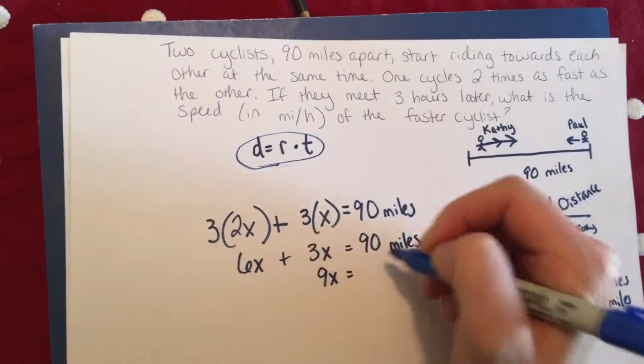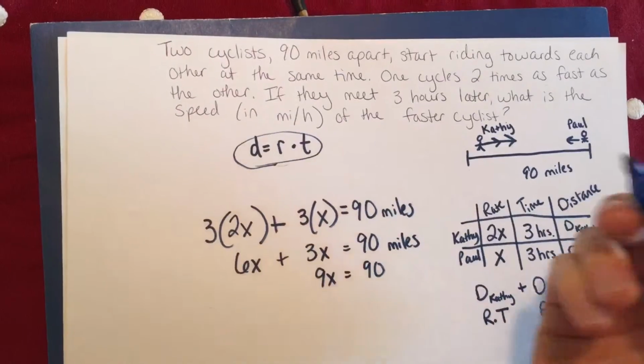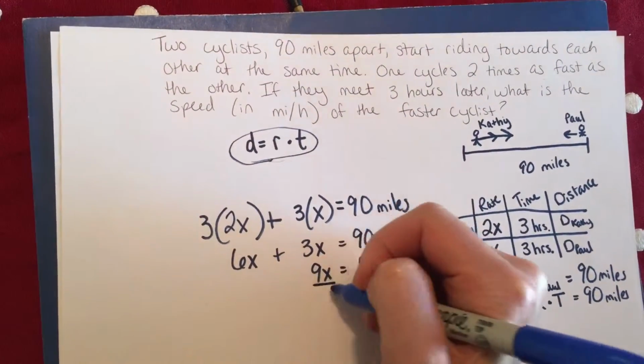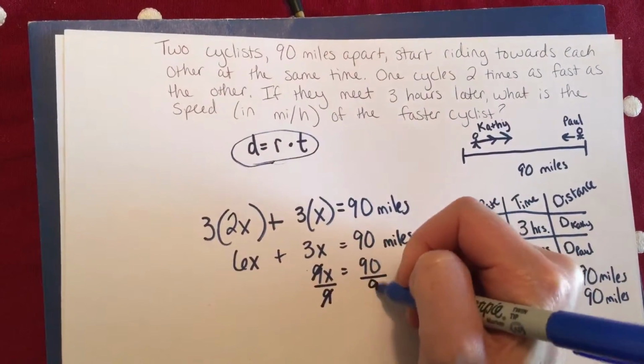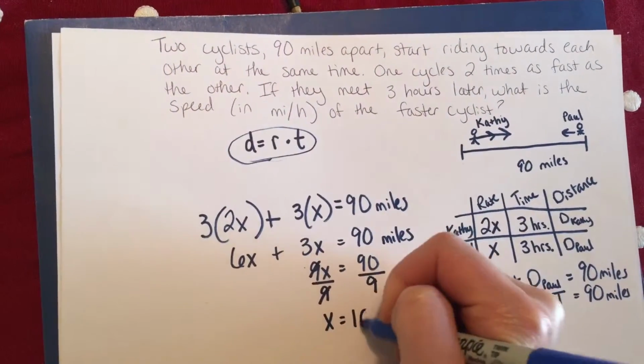9x, I'm going to combine my like terms, equals 90. To get x by itself, I'm going to divide by 9. 9 divided by 9 is 1. Whatever I do to one side, I do to the other. I get x equals 10.